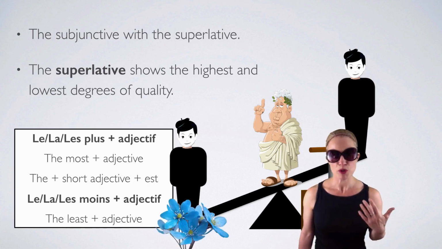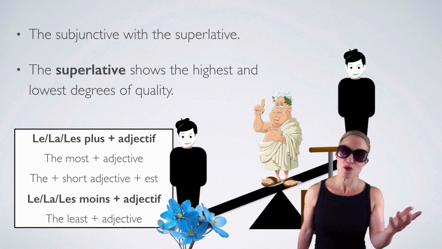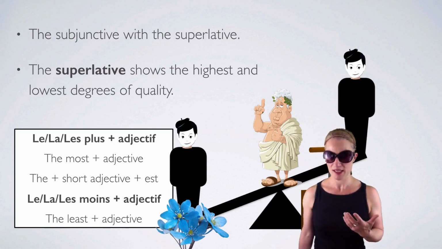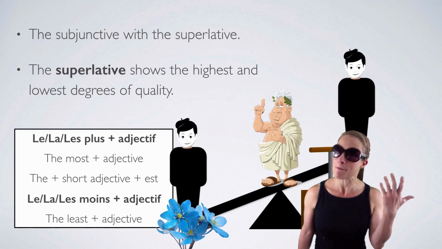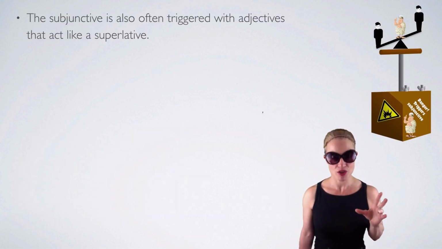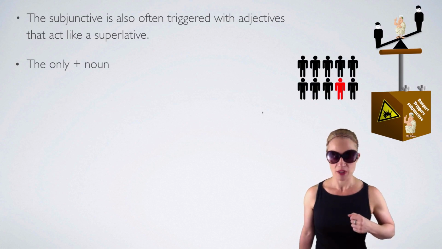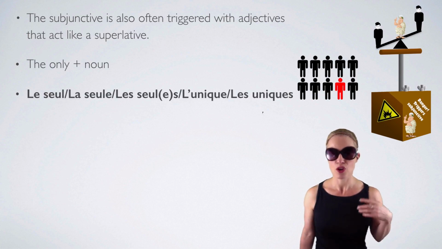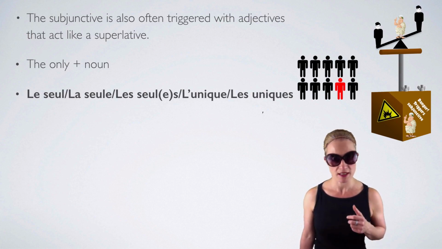If you are saying the most beautiful, le plus beau, la plus belle, les plus beaux, les plus belles. Or the least, le moins beau, la moins belle, les moins beaux, les moins belles. The subjunctive is also triggered with adjectives that act like a superlative. The only, you would add on your noun. Le seul, la seule, les seuls, or instead you could say l'unique, les uniques.